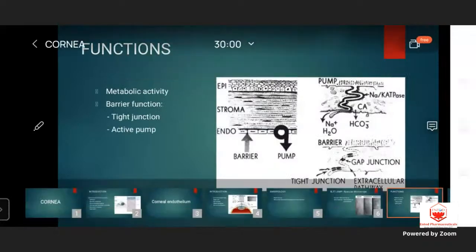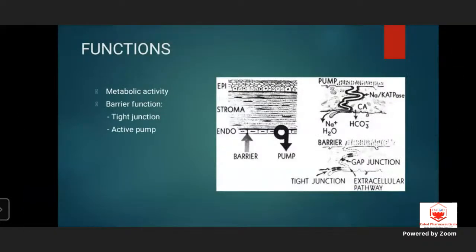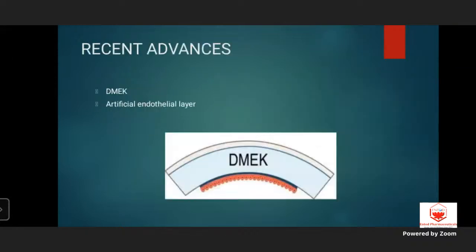Now the functions of the endothelium. It is a metabolically active layer of the cornea, and it has barrier function. Tight junctions are present in this. Therefore, it prevents water from going into the cornea and prevents corneal edema. And also there is an active pump, which plays the main role in the maintenance of corneal transparency.